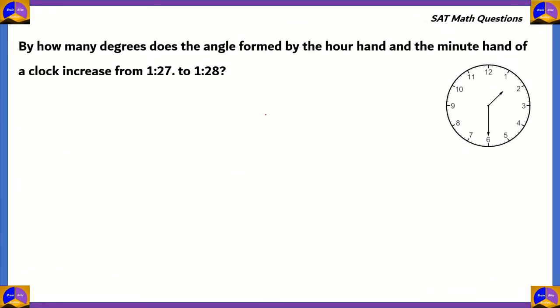Now let's look at the final question of this episode. By how many degrees does the angle formed by the hour hand and the minute hand of a clock increase from 1:27 to 1:28? Now, it doesn't matter whether it's AM or PM. We're using the 12-hour clock. So even if it's AM or PM, the angle will still be the same. All right.